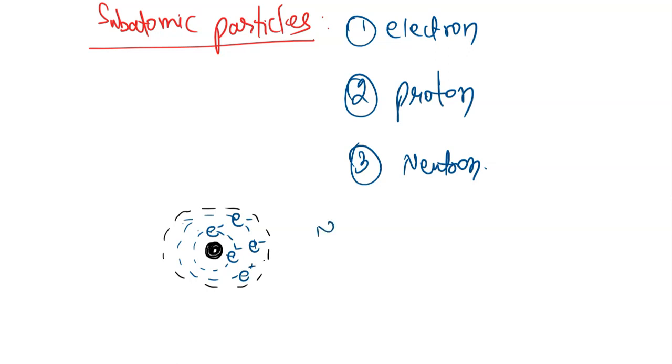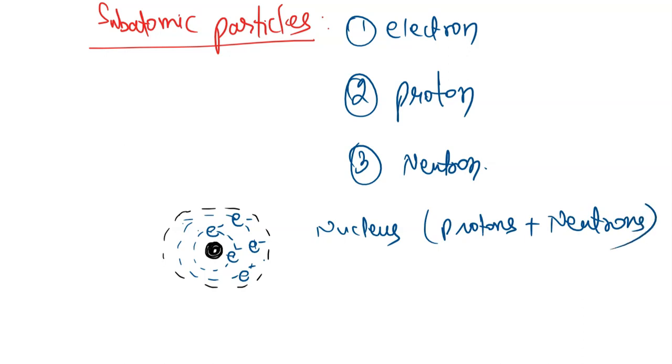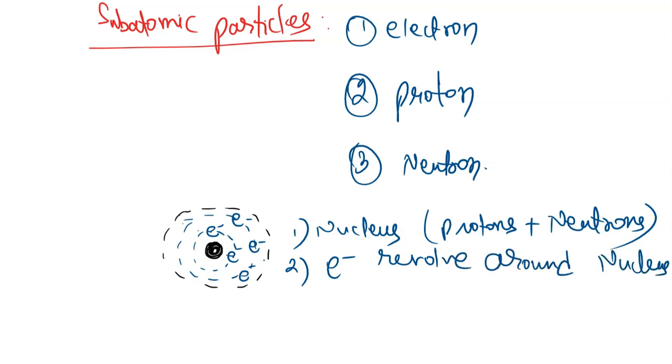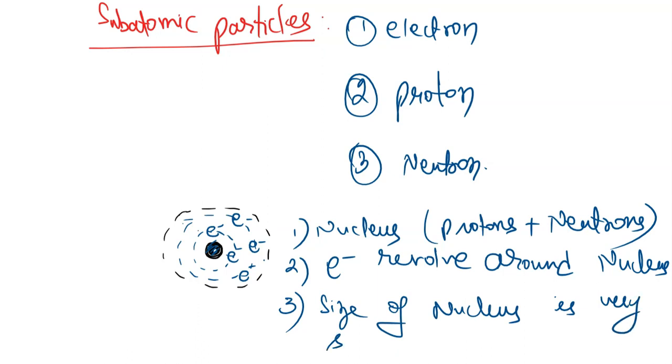So the nucleus contains protons and neutrons, and electrons revolve around the nucleus. As we know the nuclear region is very dense, that means the size of the nucleus is very small as compared to the size of the atom. So the three particles are electrons, protons and neutrons.